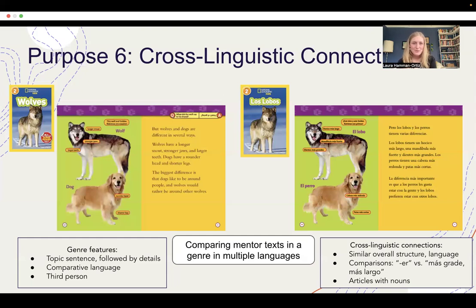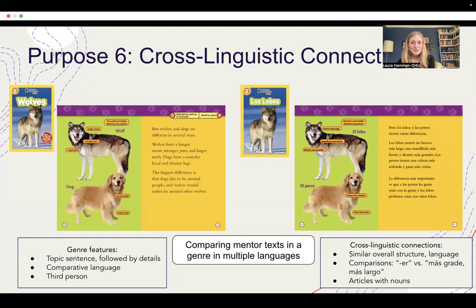And articles with nouns. In English, we're using the words "wolves" and "dogs," but in Spanish, you have to put an article with those words, right? So we see "los lobos, los perros," the dogs, the wolves. Pointing these things out can help students, again, strengthen their knowledge of both languages and also become stronger writers and readers overall.